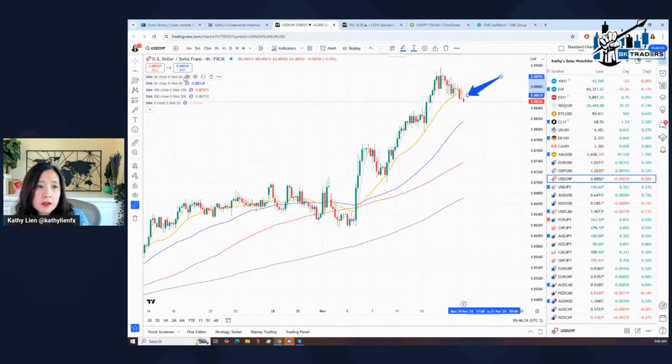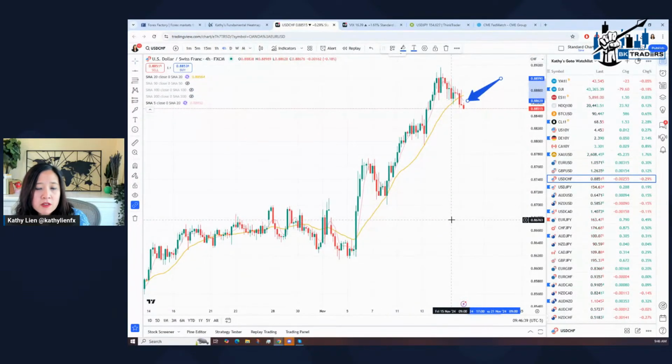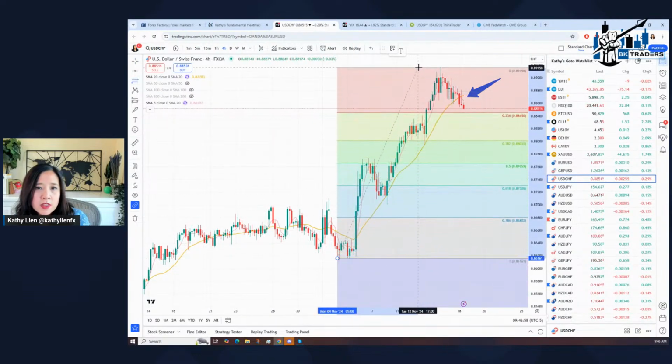I really like this setup. I really like when we have the 5-period SMA crossing below the 20-period SMA, which is the gold line. I really like seeing that formation. And when I see that, I think it's a pretty strong signal that we could have a deeper correction. Support is at 88.46, not too far from here. But if we break below this, we can get all the way down to 88 cents.